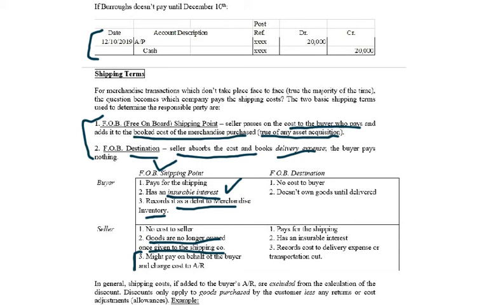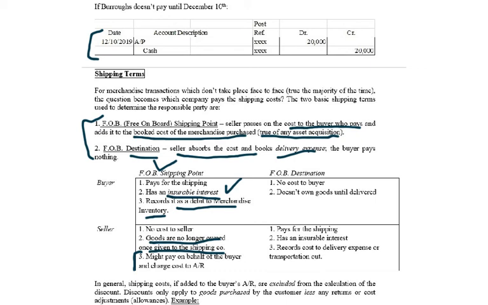Because of that, this is how you'll see it structured when we do the transactions in the next video: they'll add the cost of the shipping to the accounts receivable of the customer. So that'll just be embedded in the accounts receivable. And you'll see how that works, again, in the next video.